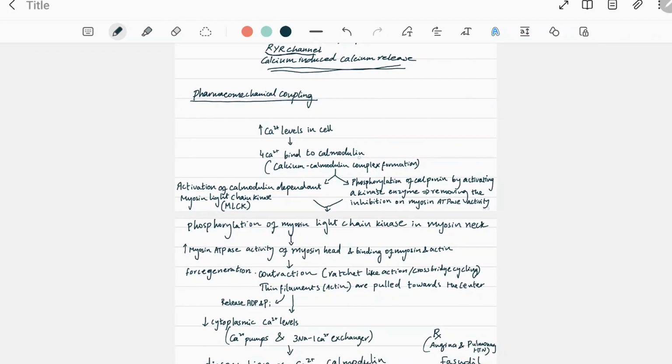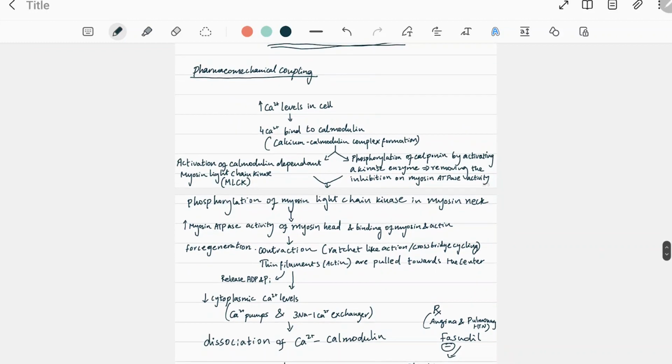So when you increase the calcium levels from any of these extracellular or intracellular calcium sources, 4 calcium ions will bind to calmodulin. So you make a calcium calmodulin complex. And now what's going to happen over here? You are going to get the activation of calmodulin dependent myosin light chain kinase. So this is a very important thing. The calcium calmodulin complex is going to activate your myosin light chain kinase.